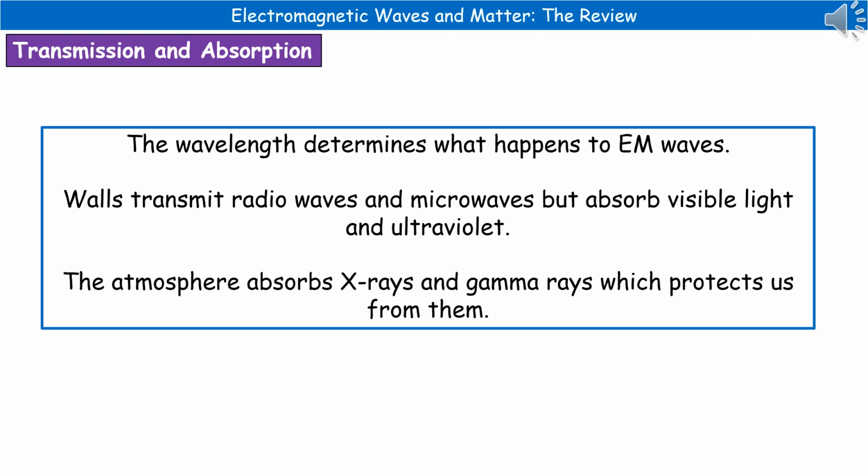If we consider a second example, the atmosphere, it's very useful to us because it's going to absorb X-rays and gamma rays, which would normally be very harmful to us and other living things on the planet. So the fact that our atmosphere absorbs those two types of electromagnetic waves is actually incredibly useful to us.